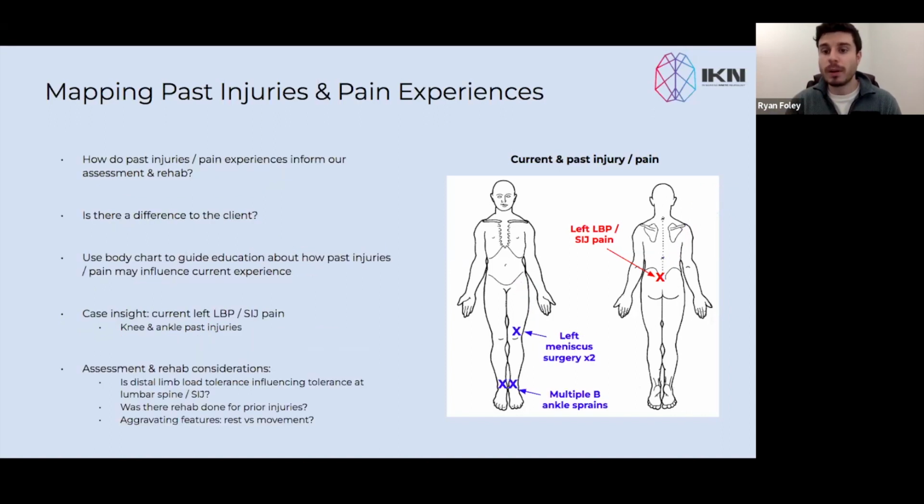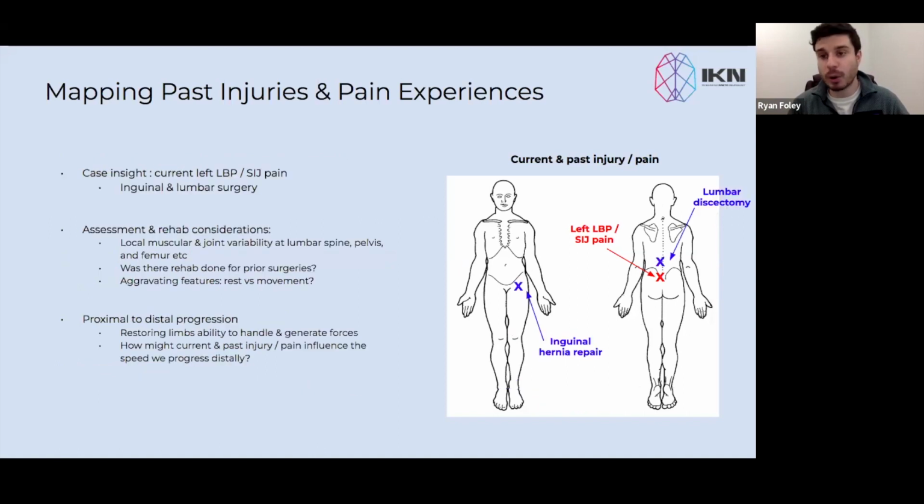But in these two examples here, these two case studies, this is going to influence the speed at which you work from proximal to distal. Okay, so in this example here, because of the history of injuries at the lower limb, and they have the current experience of pain at the lumbar spine, you may have to work into the lower limb much sooner in order to have an influence over the individual's current experience of pain.